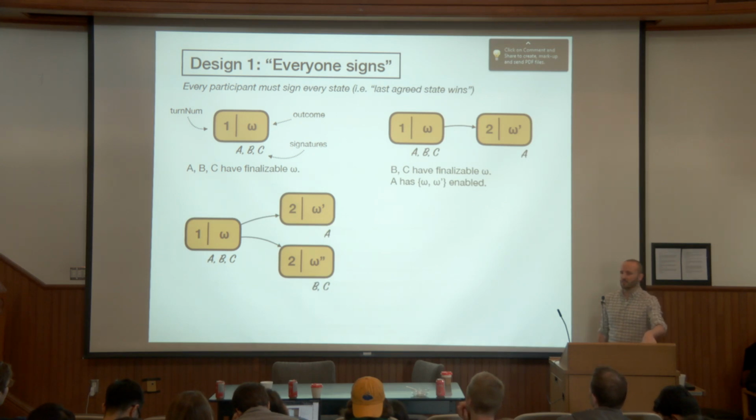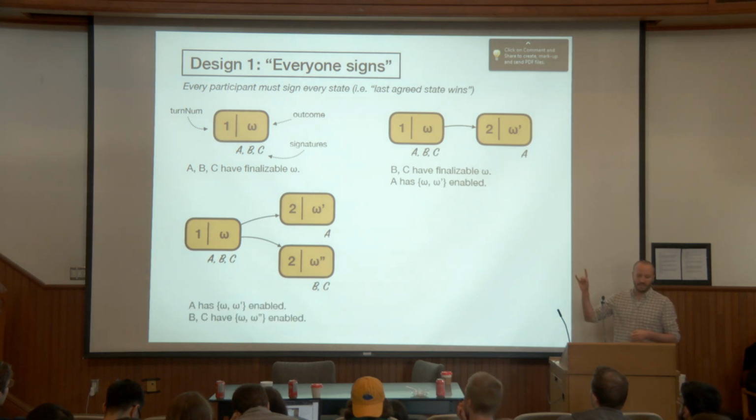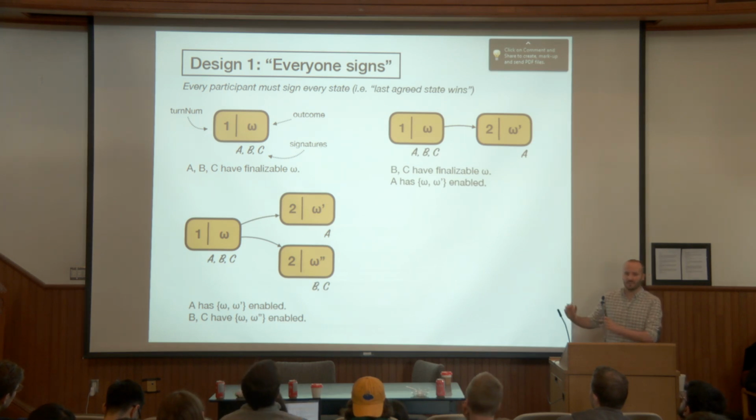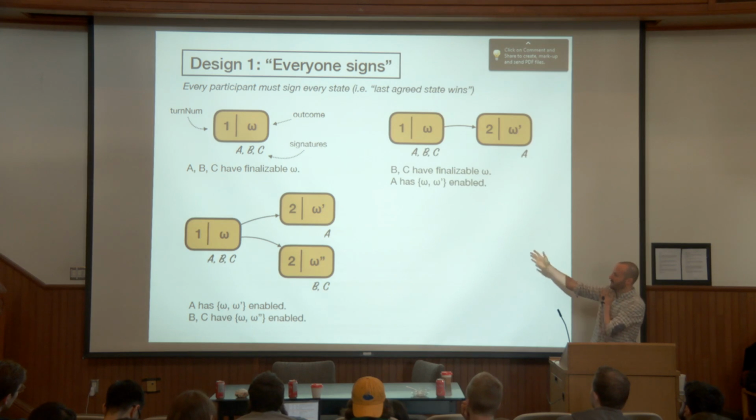This is a weird one. This is the one that made me realize that Chanarchy was actually more to do with enabled outcomes. Here, A has omega and omega primed enabled, B and C have omega and omega double primed enabled, but it's kind of okay because people can still prevent things. There aren't two states that nobody can prevent. So in this situation, you'd hope that at some point, A would either sign that or B and C would sign the other thing. This is one of the weaknesses of this particular system where everyone signs everything and there's no way of unilaterally progressing the state.